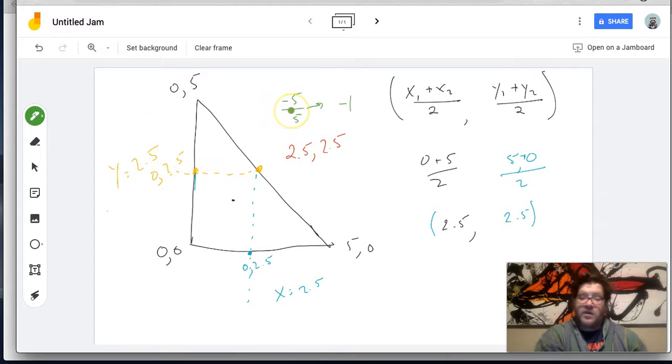So if that's my slope of this line, I need to have a perpendicular slope. Okay? So let's draw my perpendicular slope. Remember, perpendicular, you take this number, you flip it, and you change the sign. So negative 1 over 1 becomes positive 1. So my perpendicular slope is going to equal 1. So far, so good. Cool.